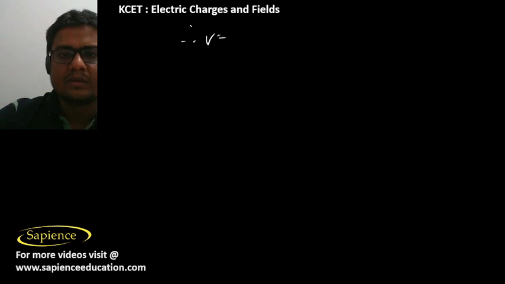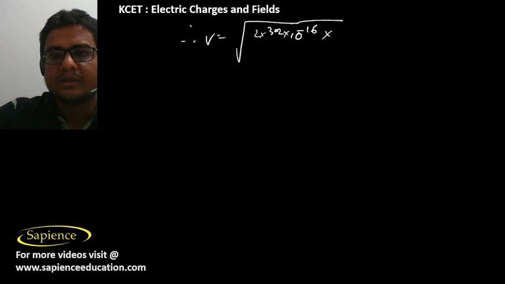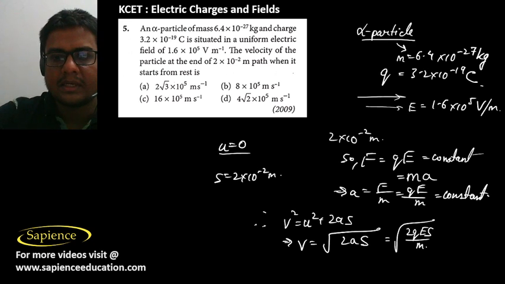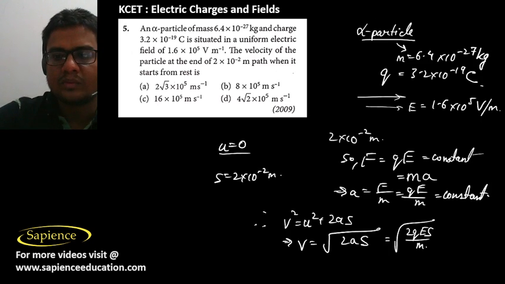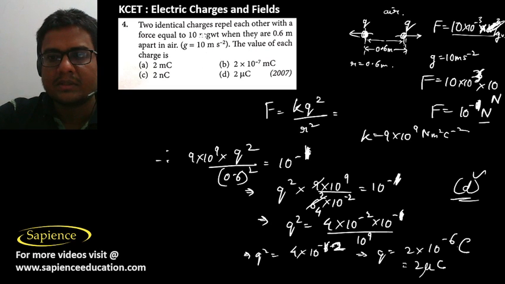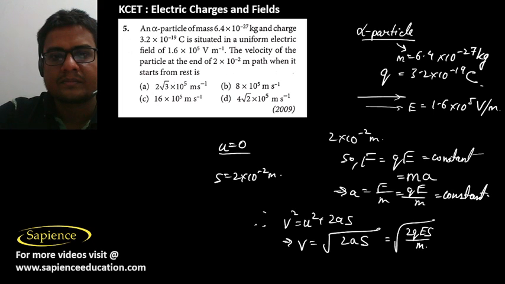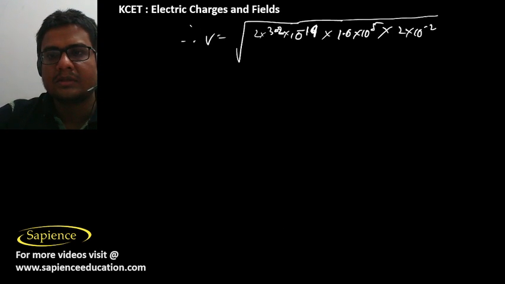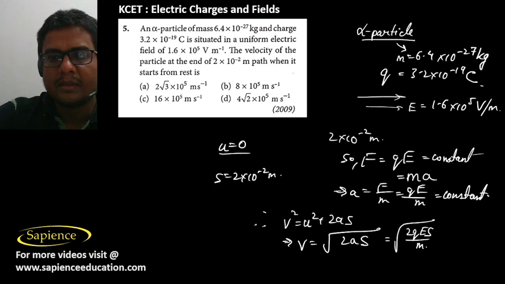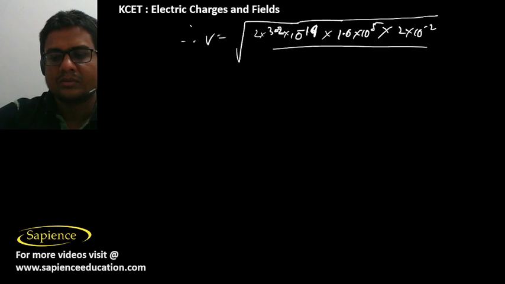So here v will be equal to root over 2 into q, which is 3.2 into 10 power minus 19, into E, that is 1.6 into 10 power 5, into s, the displacement, which is 2 into 10 power minus 2 meter, divided by m. m is 6.4 into 10 power minus 27, this much in meter per second.